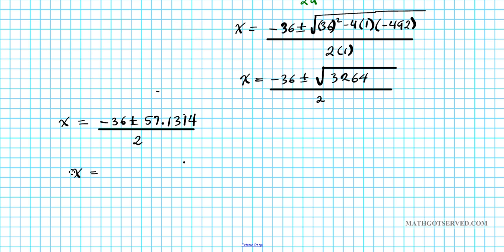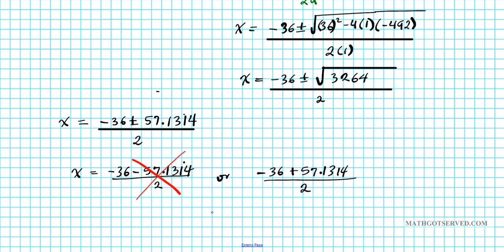We have x equals negative 36 minus 57.1314 over 2, or negative 36 plus 57.1314 over 2. Now, one of these answers makes no sense. Can you determine what answer that is? It is this answer right here. This answer will be negative. Is it possible to have a negative side length? The answer is no. So since this is negative, this is not a reasonable answer.